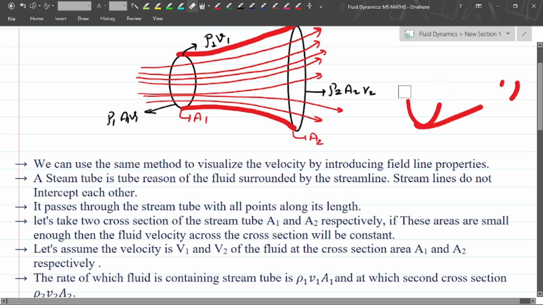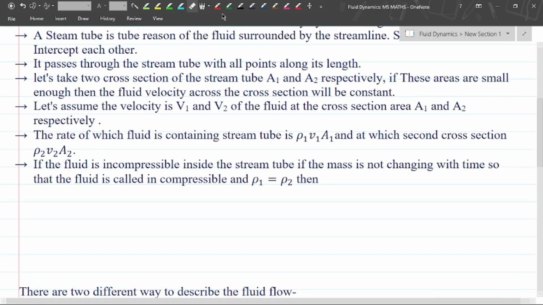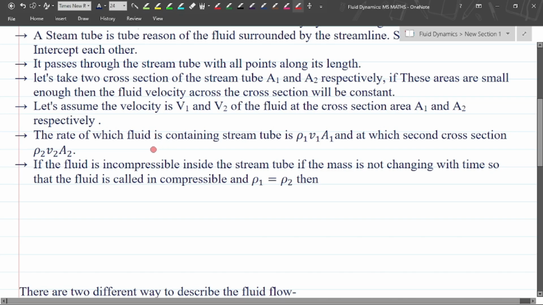So we have taken two cross-section areas, that is A1 and A2. Okay, let's assume the velocity of the fluid at the cross sections is v1 and v2 respectively. The rate at which fluid is contained in the stream tube is rho 1, A1, v1. Basically this is a rate, and at the second cross section, it is rho 2, v2 and A2.